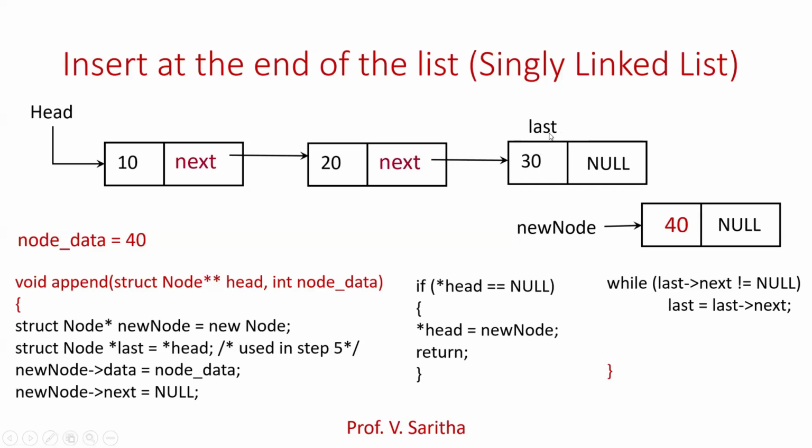So the third node will become the last node, and we check the next pointer, which is null. At this point, we can observe that last next is null. Because it is null, new node will be assigned to last next. So the new node pointer will be assigned to last next, and the link is established. You can see that the link is created by inserting the new node at the end of the list. So this is the procedure for inserting at the end of the list. Okay. Thank you.